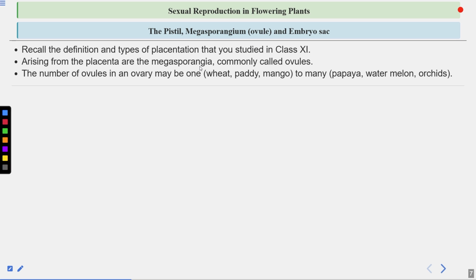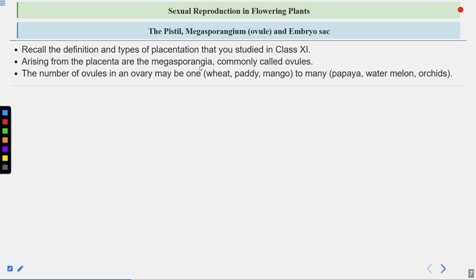So in these plants, their ovary may contain many ovules. Okay. So this is a very, very important point. The examples are very important.